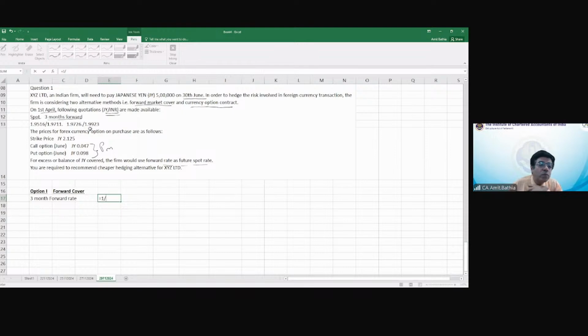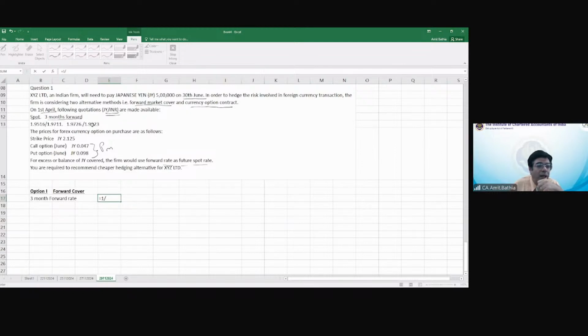Okay, so I want to buy 3 months later. So I would say, yes, you are right. You are 1.9923. But in that case, what is the currency you are going to buy? This 1.9923, what is the currency you are going to buy? What is the base currency? Japanese yen. Can you see the base currency, the denominator over here? INR.